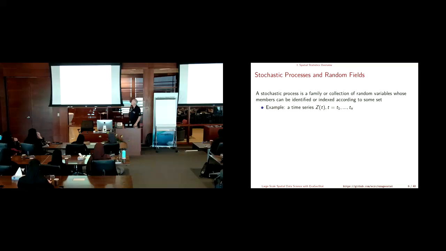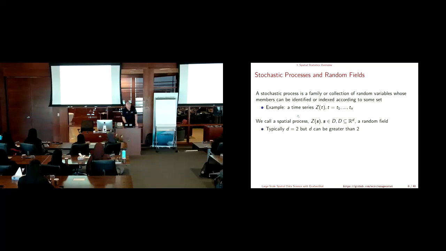So how do we do that? To do that, typically we use what are called stochastic processes or random fields. They are basically random variables, but now indexed in space. The simplest is actually the case where the index is time, like a time series. So you observe Z, which would represent temperature, at a fixed location but over time. But in our case, the index is space, so S is for space.